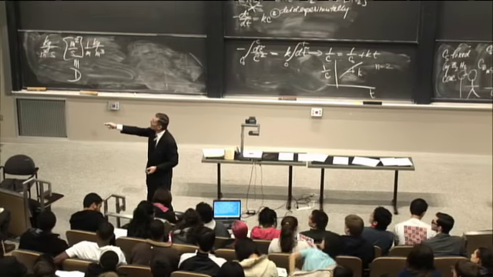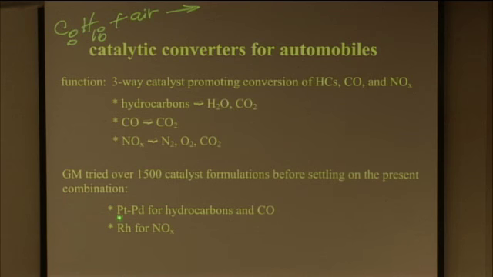But they eventually found, after 1,500 tests, platinum palladium works for hydrocarbons and CO, and rhodium works for NOx. It's almost as though Mother Nature said, I'll give you a catalyst, and it's going to be the most expensive part of the periodic table. You buy this stuff at the jewelry store, you see.